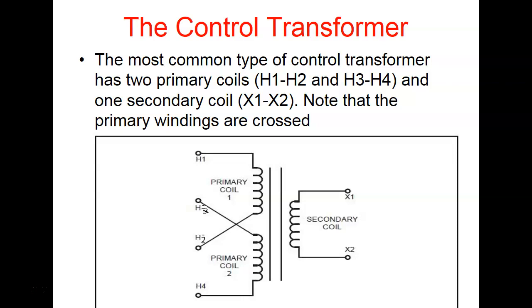Now, what people get confused about is why they label it this way. Here's one winding, and it's going to be between H1 and H2. The other winding is going to be between H3 and H4. And notice they have them crossed like that, and that's literally the way the transformer's wired.